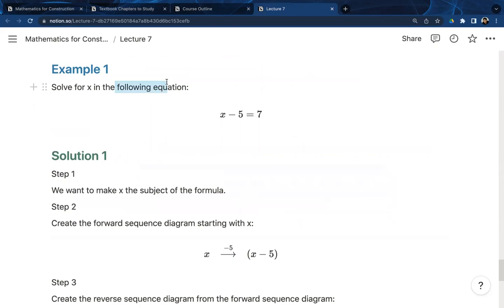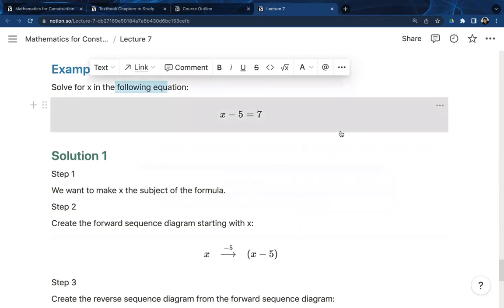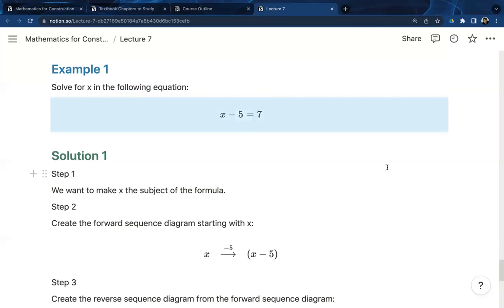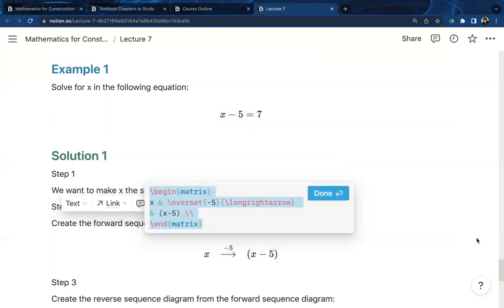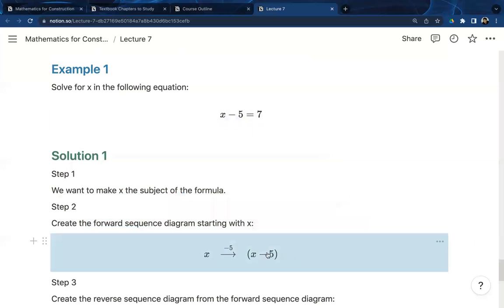This is solve for x in this equation. Well, what is the expression? First of all, what is the unknown variable? X. X is what we want. So where's x? X is on the left-hand side. The entire expression on the left-hand side, that is what we need to create a sequence diagram for. Starting with x, create a forward sequence diagram that ends with the entire expression on the left-hand side. What do I need to do to x? I need to subtract 5 to get x minus 5.